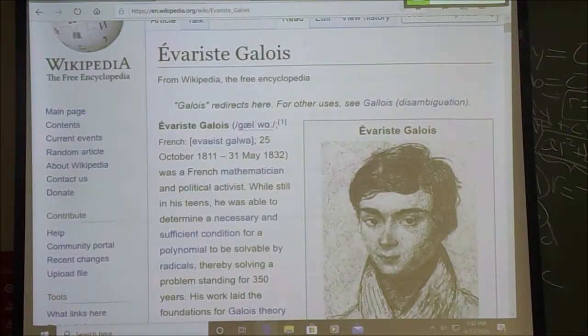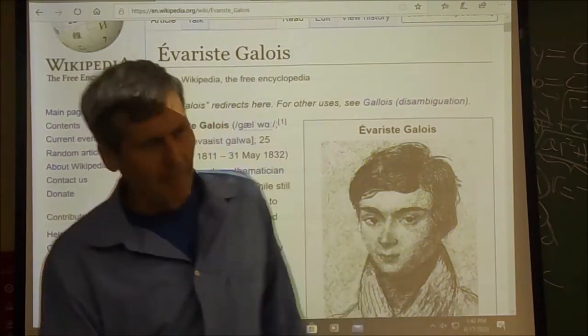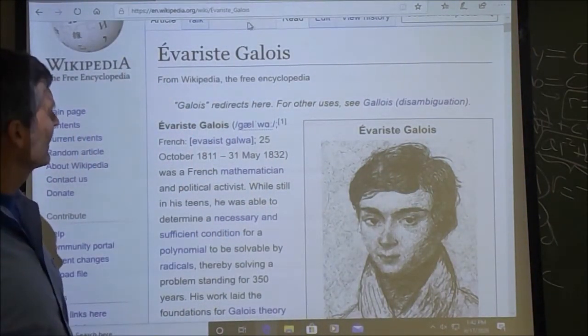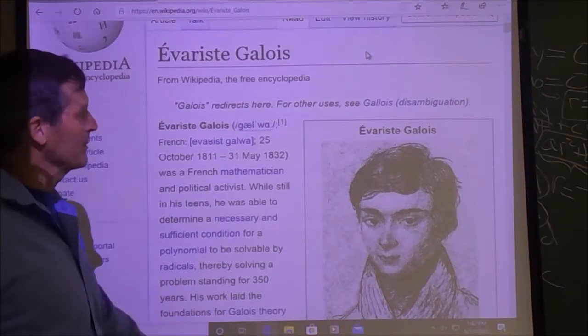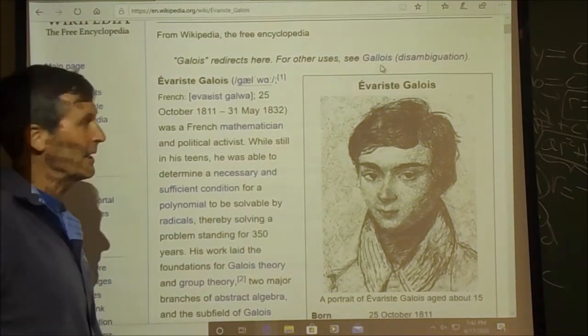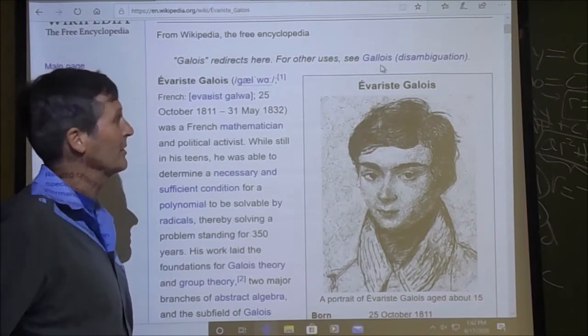Here it is from Wikipedia. Évariste Galois was a guy about your age. He died when he was 20. It was the time of the French Revolution, and he got into a duel over a girl and got himself shish kebabbed and died the next day. But before he died, he was brilliant. People think he would have been a great mathematician. It's too bad he died.